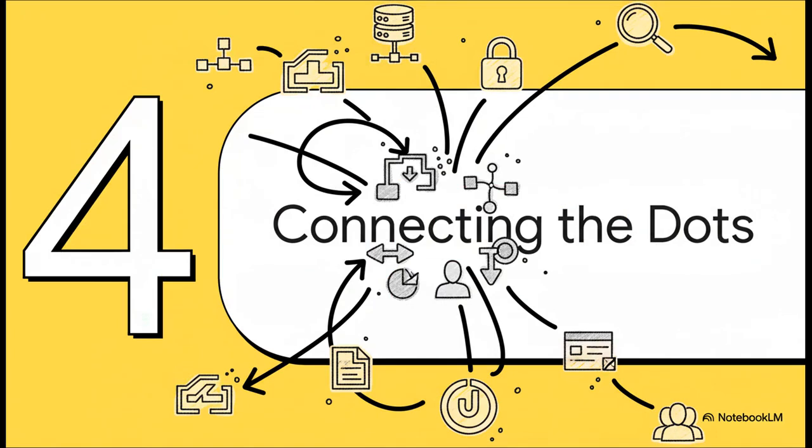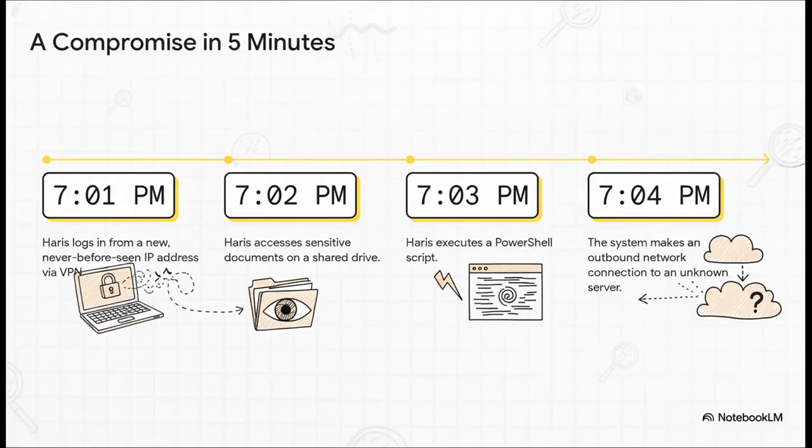Okay, so let's dive a little deeper into that third step. Correlation, because this is what makes a SIEM so incredibly powerful. This is how it actually connects the dots. Okay, let's just watch how an attack can unfold in only a few minutes. At 7:01 p.m., a user named Harris logs in from a brand new IP address. A minute later, he's accessing sensitive files. Then he runs a script, and finally, his computer connects to some unknown server out on the internet. Are you seeing the pattern here?